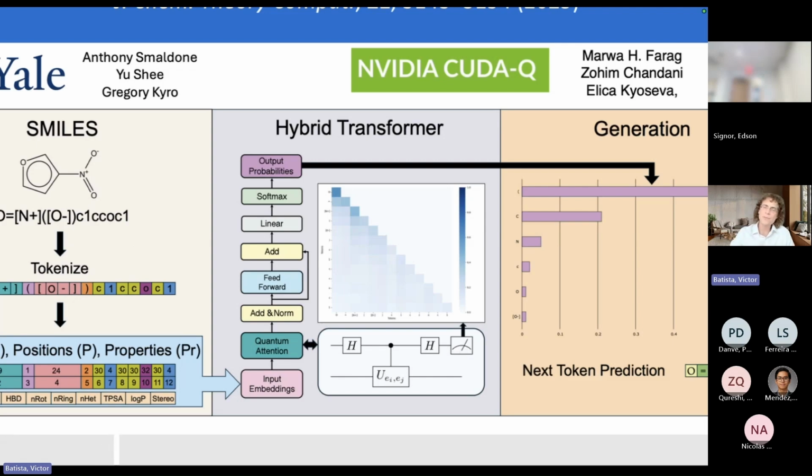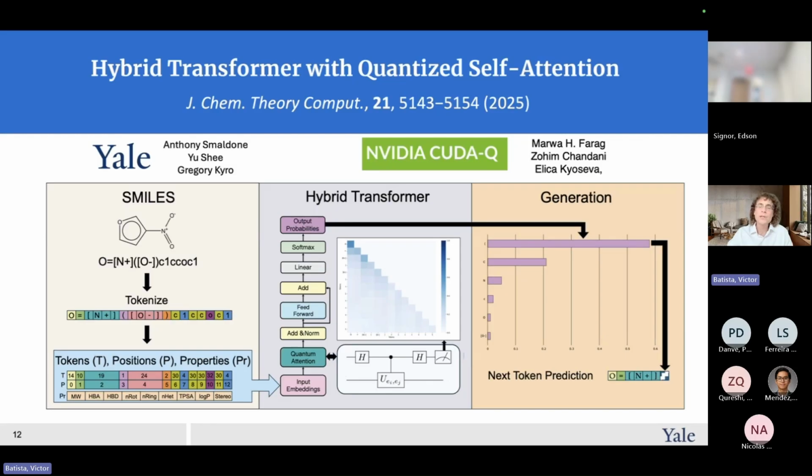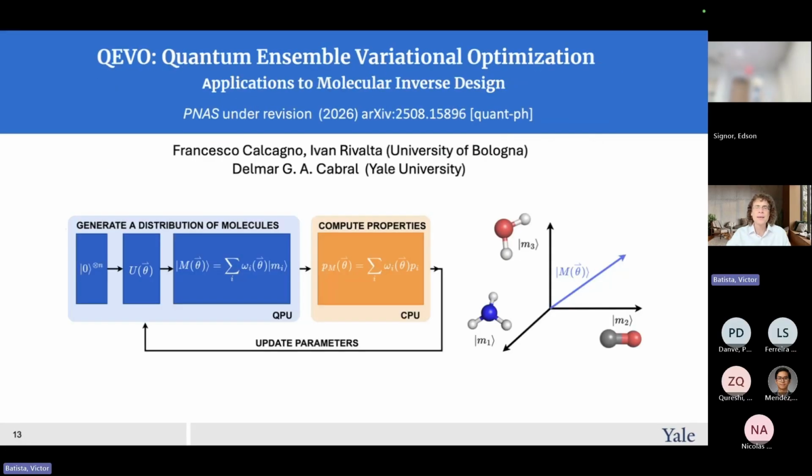So this is what we've done with NVIDIA, showing that when each of these tokens corresponding to the input is embedded in a very long representation, then you could compute all those dot products more efficiently with this quantum circuit. And that is another way of using quantum processors to assist machine learning applications.